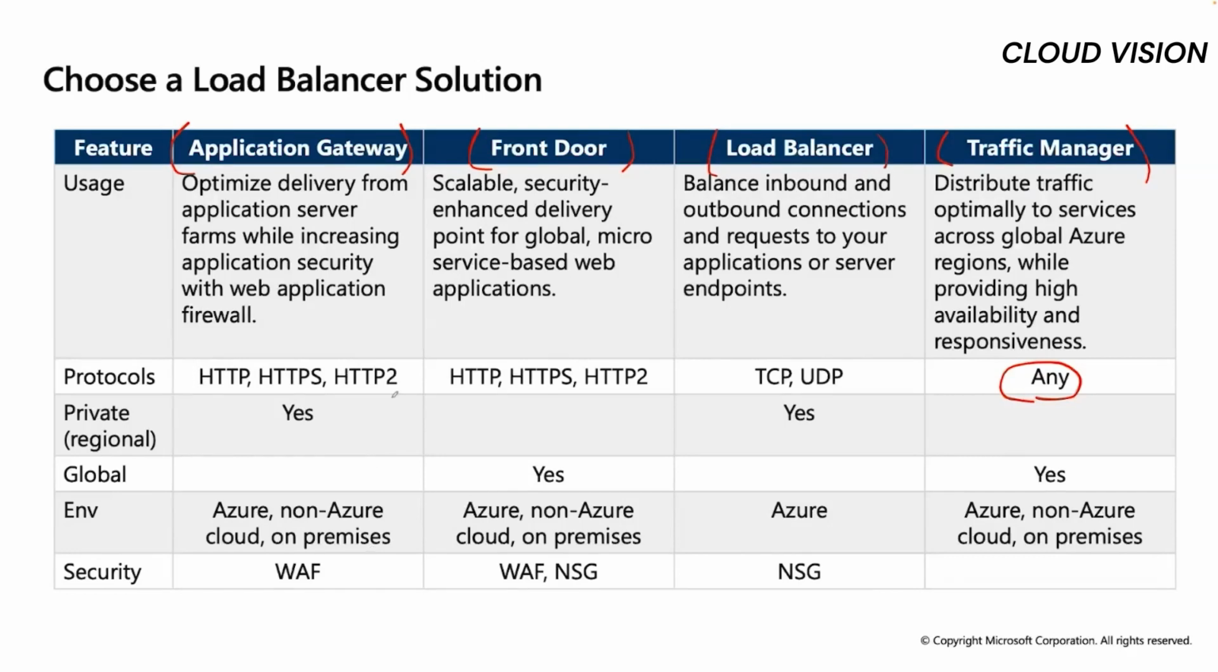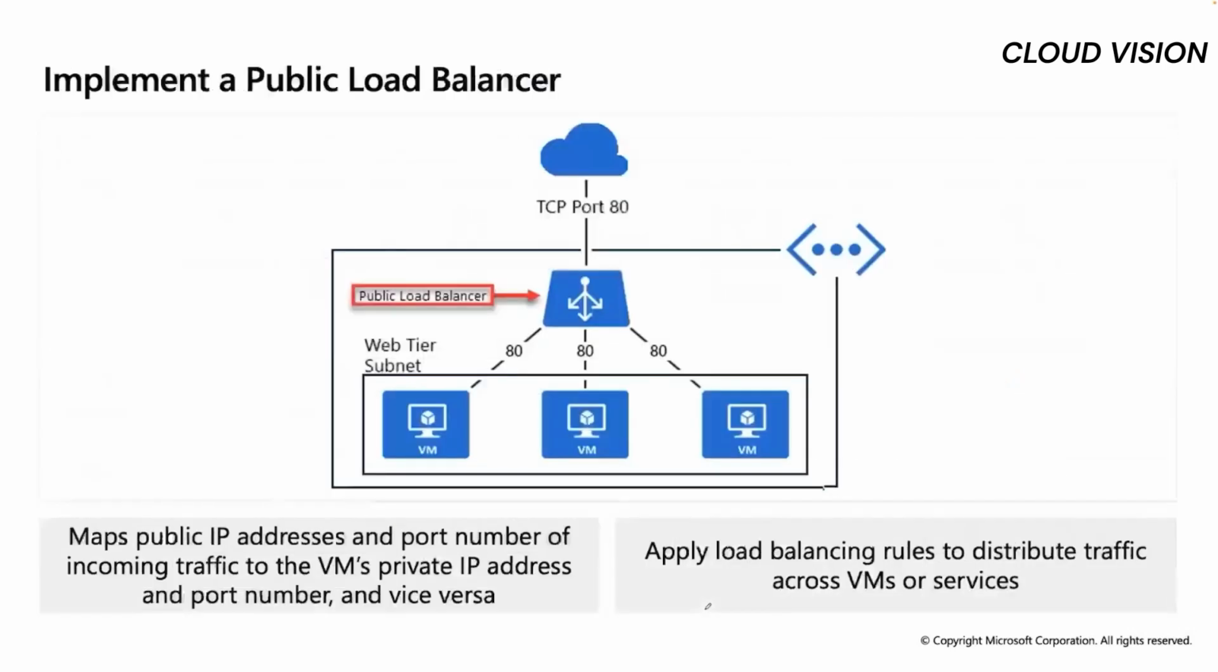The security protocol for application gateway is WAF. Front door is WAF and NSG. Load balancer supports NSG. Okay. The scenario for load balancer is any request comes in here. The public load balancer distributes this request on the similar kind of port and protocol. So that's how the load balancer works.